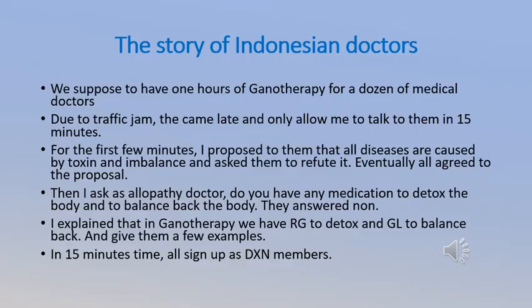But we managed, no? For the first few minutes, I proposed to them that all diseases are caused by toxin and imbalance of the body, and asked them to refute it. Then they talked about HIV, which is due to a virus, that is a toxin. They talked about bacteria, the toxin inside the food, everything. Then also diabetes, everything due to the imbalance of the body. Eventually all agreed that these are the two main problems.